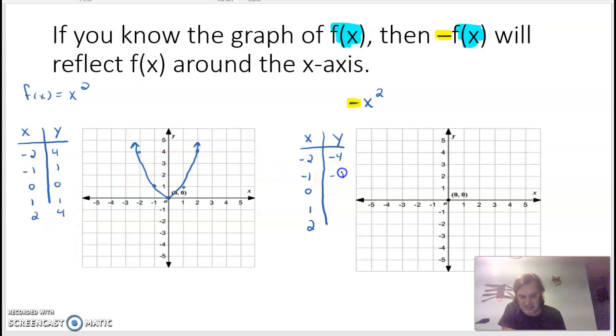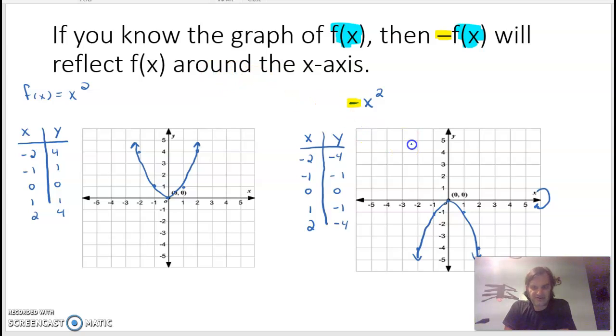So in these cases, it's going to turn all of my outputs from the first graph to negative, which, as I just stated, will reflect this over the x-axis. So it looks like an upside down parabola. Okay, so we said this will reflect around the x-axis.